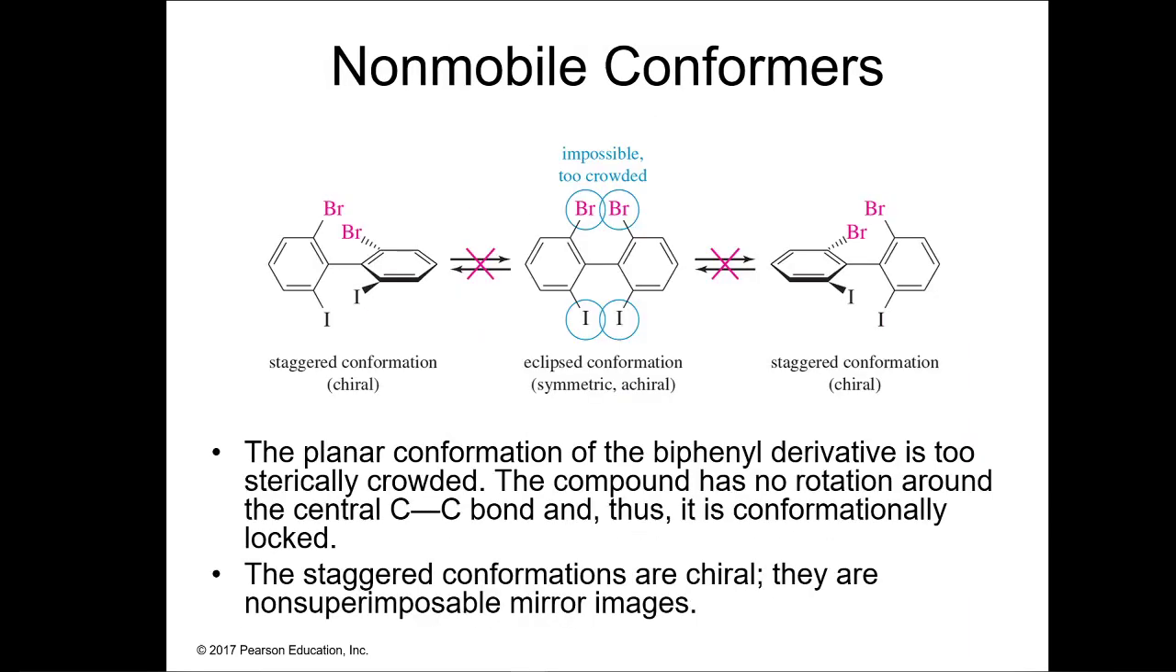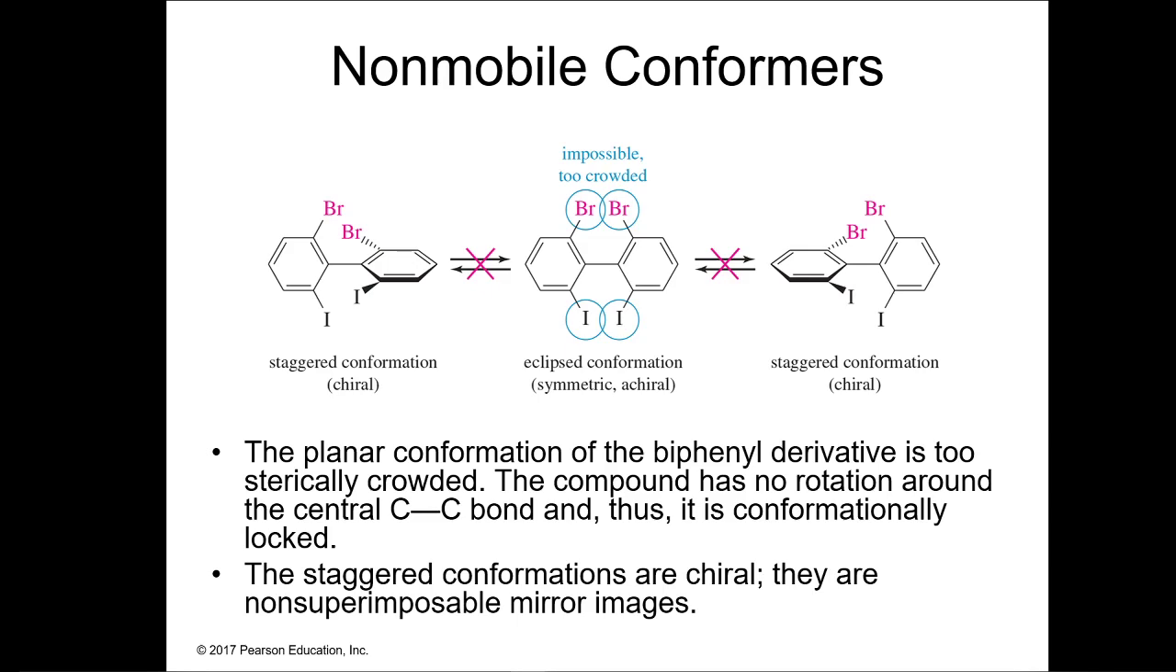So non-mobile conformers, meaning you can't change it. Okay, so something like this, where you have two rings that are perpendicular to each other. If you try to rotate that, then your substituents are going to crash into each other. So even though there is a conformation that's achiral, because you can't access that, you are considered a chiral compound.